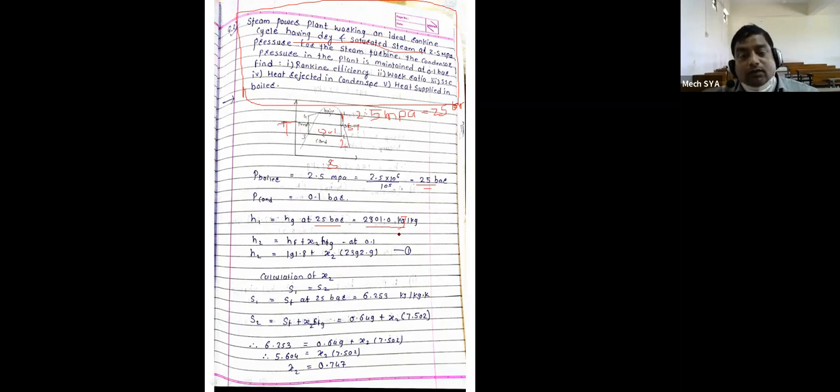Now similarly, H2 is lying in the wet region. Therefore, its enthalpy will be H2 equal to Hf plus X2. As the dryness fraction at this point is unknown, we will consider it as X2. H2 is equal to Hf plus X2 into Hfg, and this pressure will be at 0.1 bar.